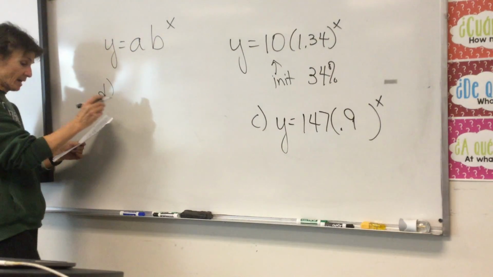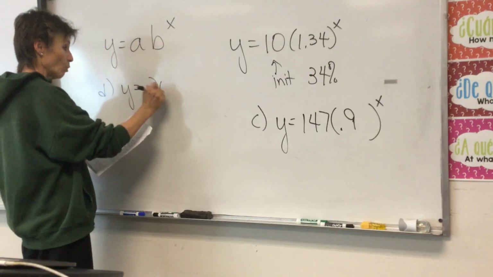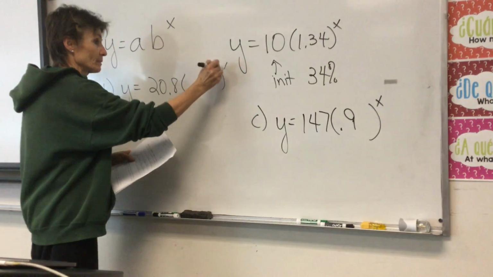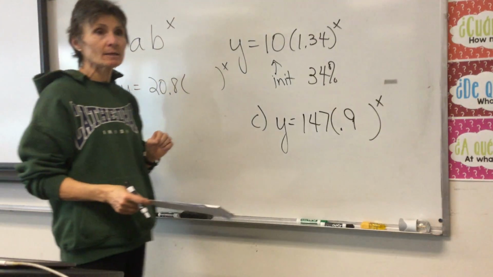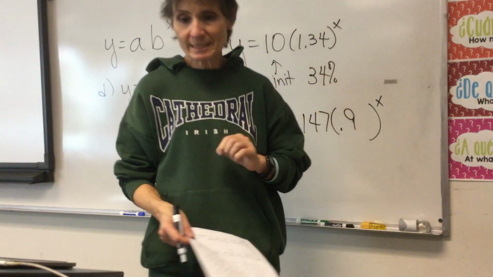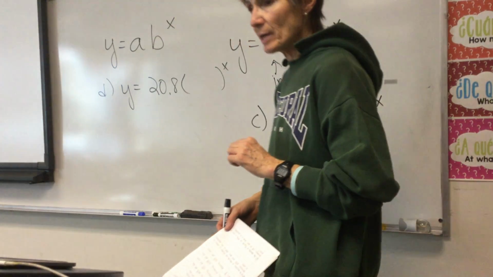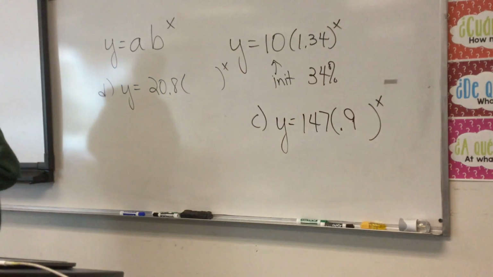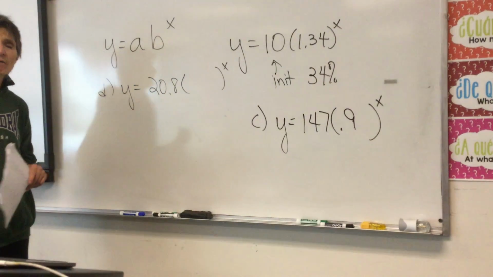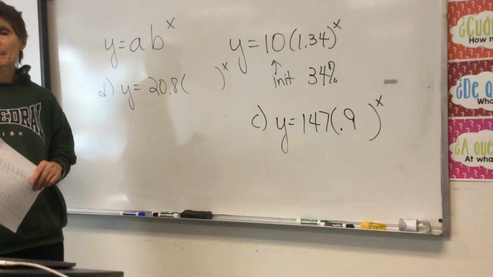Okay, D, I have an initial value of 20.8. And I am decreasing 4.5%. Okay, can we figure out what goes in this parentheses if we're decreasing 4.5%?